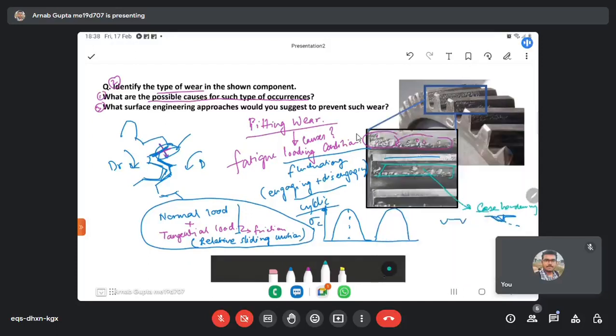So generally we try to increase the hardness and the toughness, since it is a type of fatigue wear. So that's why both the hardness and toughness need to be improved. Case hardening, then some heat treatment. It should be followed by some tempering and all. So heat treatments.